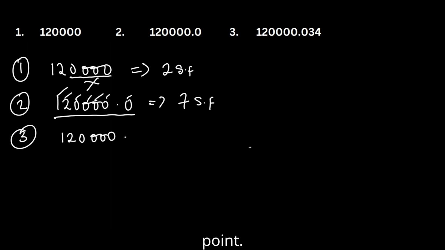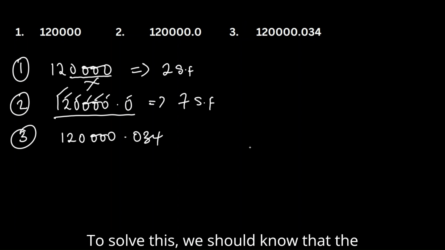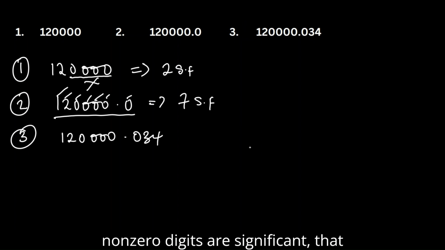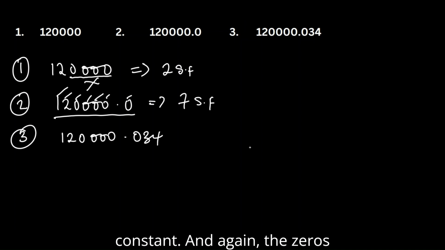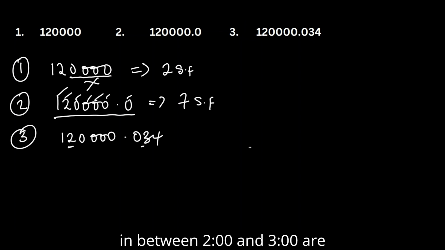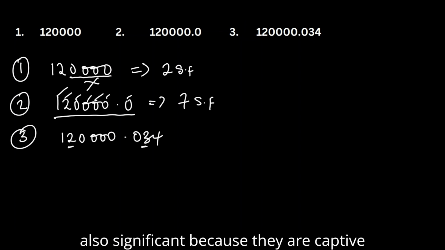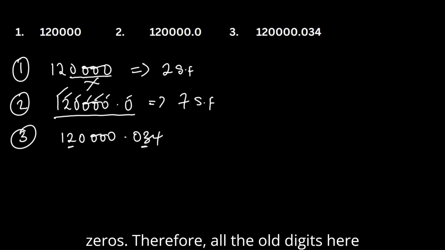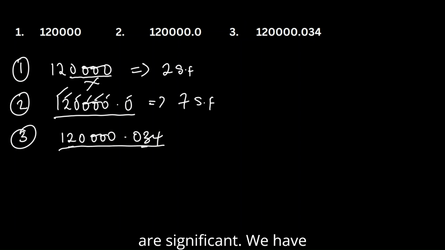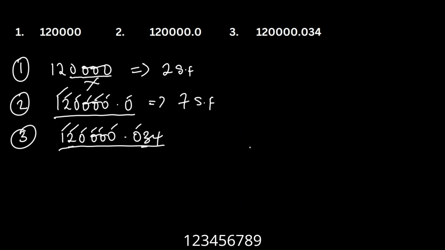Then number 3, 120,000 point. To solve this, we should know that the non-zero digits are significant, that's constant. And again, the zeros in between 2 and 3 are also significant because they are captive zeros. Therefore, all the whole digits here are significant. We have 1, 2, 3, 4, 5, 6, 7, 8, 9 significant figures here.